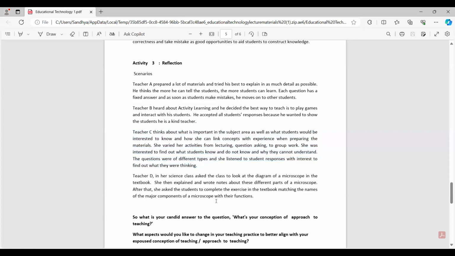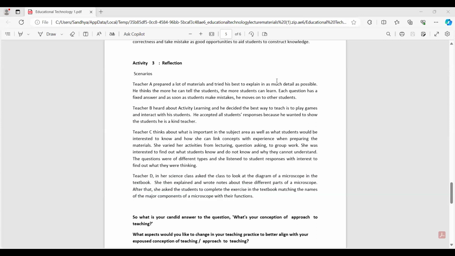Now the teacher D. Can you read? Teacher D in her science class asked the class to look at the diagram of a microscope in the textbook. She then explained and wrote notes about these different parts of the microscope. After that, she asked the students to complete the exercise in the textbook, matching the names of the major components of a microscope with their functions. Yeah. What is it? Teacher-centered.